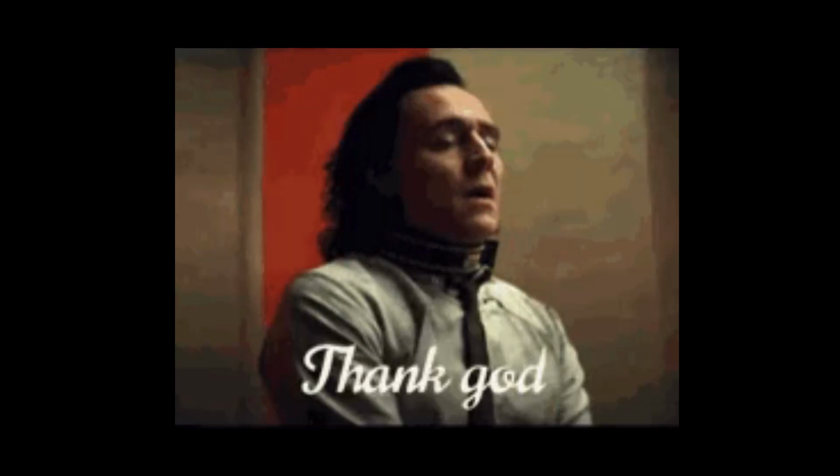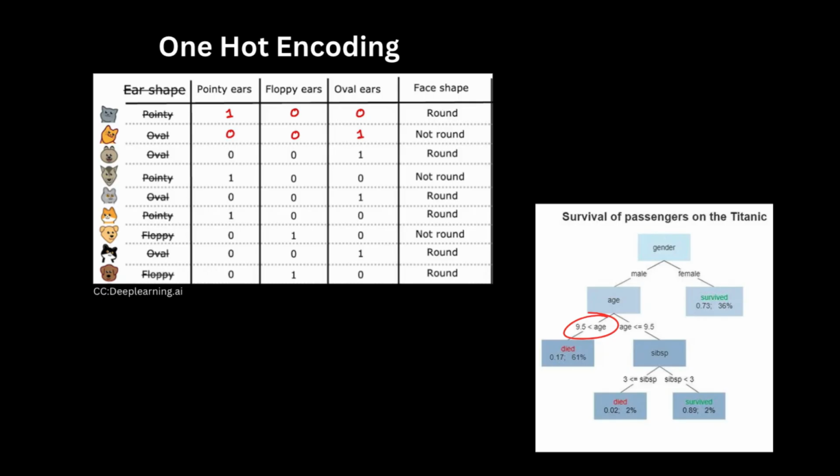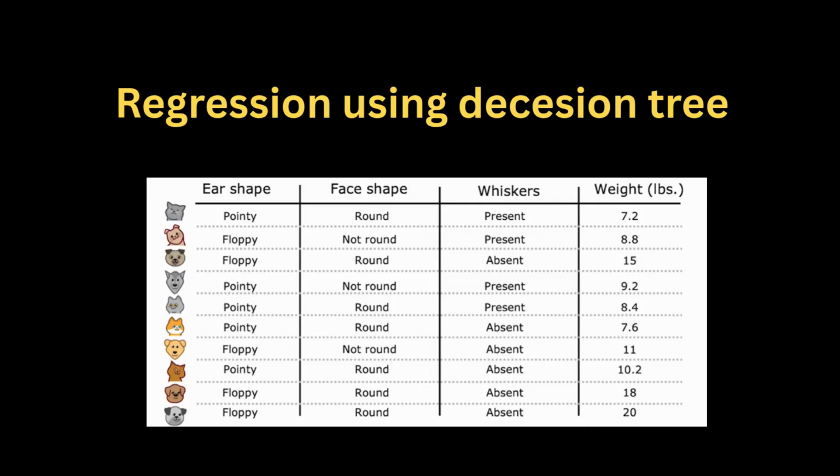And coming to the final concept of this video, regression using decision trees. By now, we have seen how to handle features with multiple values and even continuous features like weight. Now let's see how to use the same approach to predict a number, like the actual weight of an animal. So let's tweak the dataset from earlier a bit. Instead of asking is it a cat or not, we now want to predict how many pounds a cat weighs based on its ear shape, face shape, and whiskers.